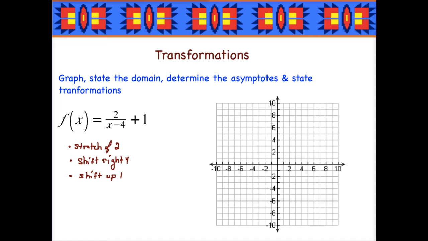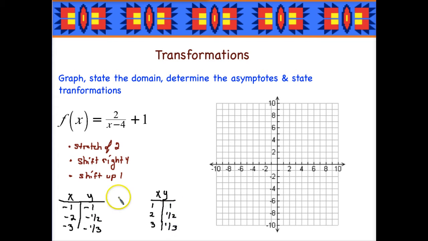In order to graph these then, remember we need our two tables, one for each leg. So we'll make them a little bit far apart here. And then in our first table, remember that we started off with -1, -2, -3. And then our positive leg, we'll start off with 1, 2, and 3. These are our parent functions, remember, -1, -1/2, -1/3, +1, 1/2, and 1/3. So that's our parent function.